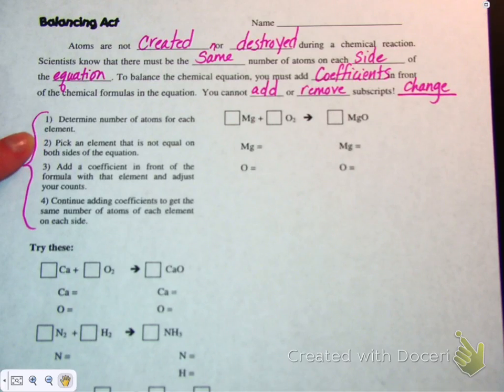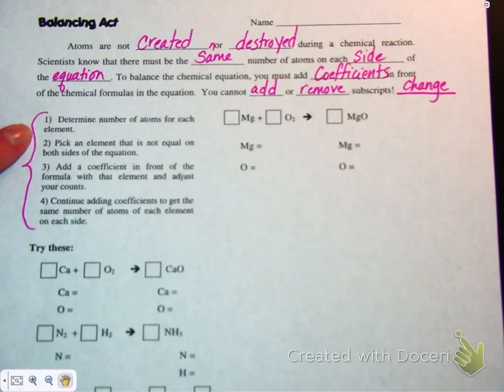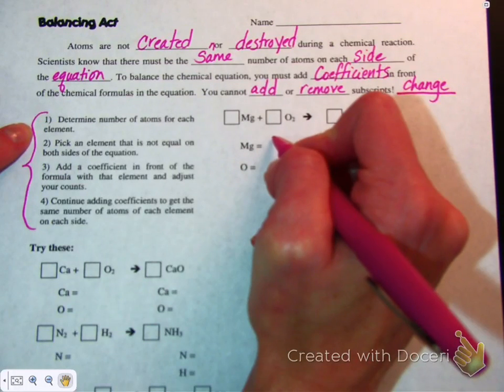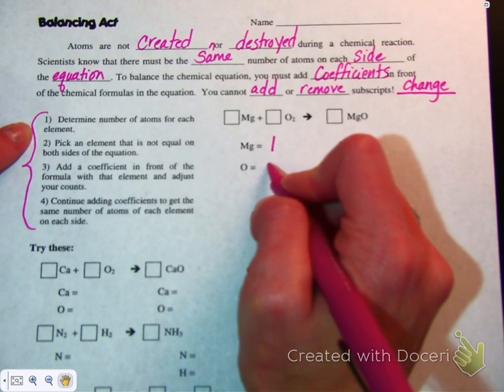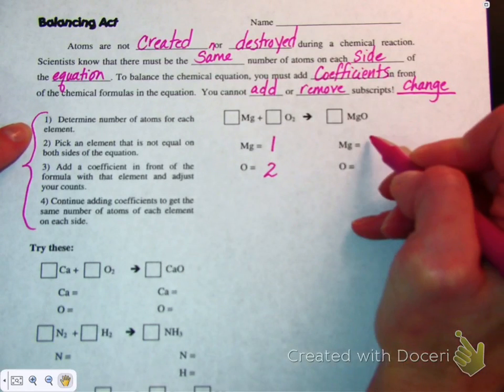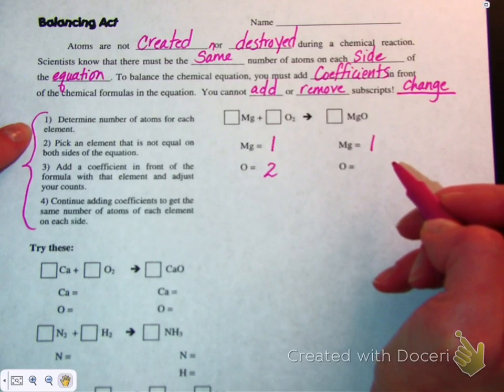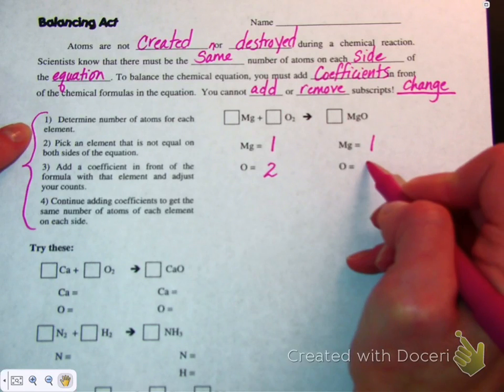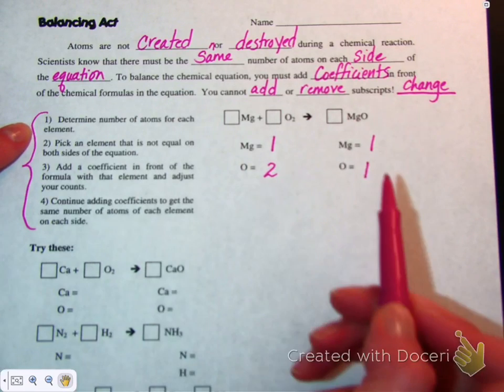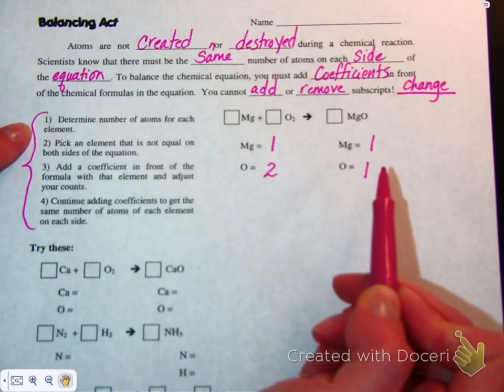So first, what are we going to do? What does step number 1 say? What does step number 1 say, Vanessa? Very good. Determine the number of atoms for each element. We are going to count our atoms. So let's do that. How many magnesium do I have? Good. How many oxygen? How many on my product side of magnesium do I have? Chip? Good. And how many oxygen? Cheney? 1. Just 1. So, very similar to our example from the PowerPoint, isn't it?